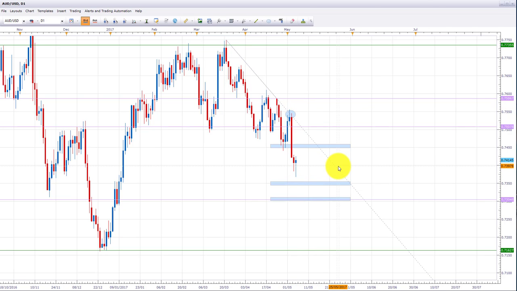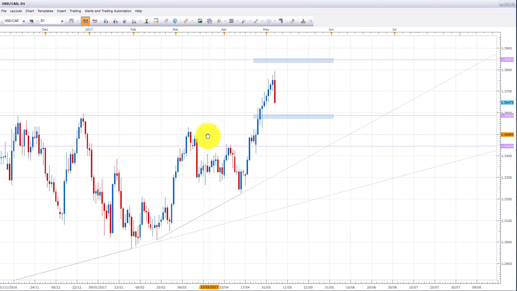I do expect now this to pull back and retest the 0.745 area here, which is a minor support area. I'm looking for this to become resistance. If we do get a move back into here and we stay below this downward sloping trend line, I would expect to see the 0.735 area, this area down here, being tested next, and even further down to the 0.7300 area if this maintains itself below this downward sloping trend line.